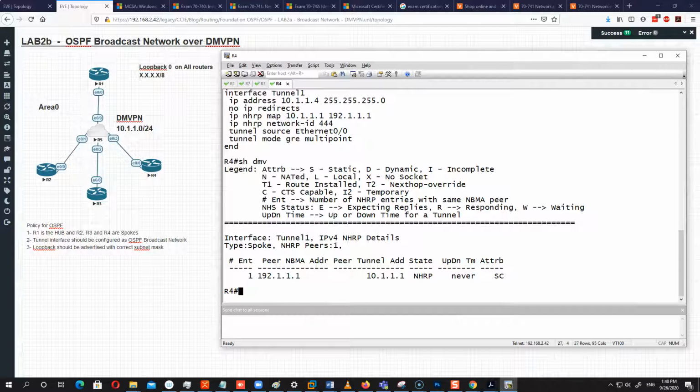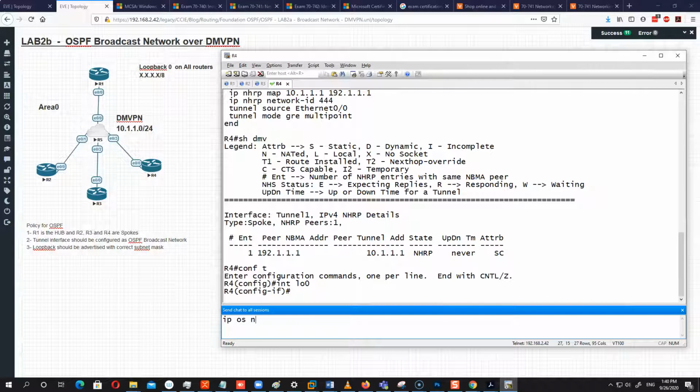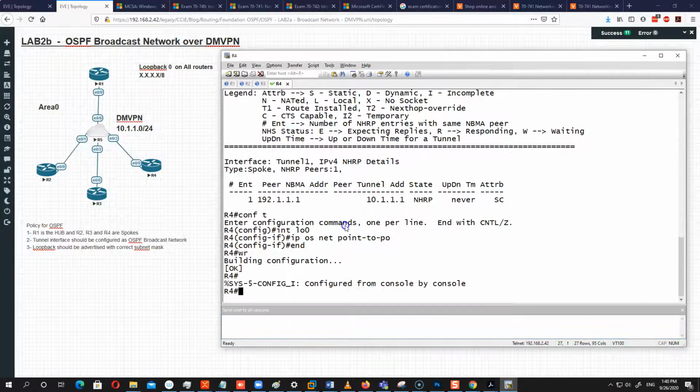Now if we enable OSPF right now, then we are going to hit some issues. If you look at the third point, loopback should be advertised with the correct one. So let me fix that too. I go to loopback 0 and say IP OSPF network point-to-point, so that we don't have to work on it on all of them. So this is done. And it says the tunnel interface should be configured as an OSPF broadcast network, so let's do that too.